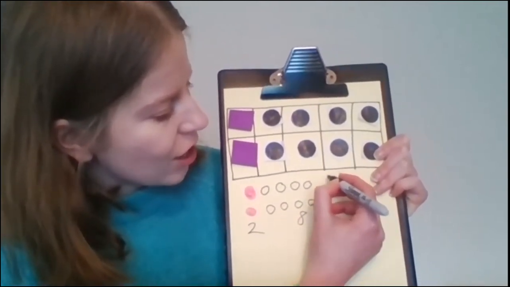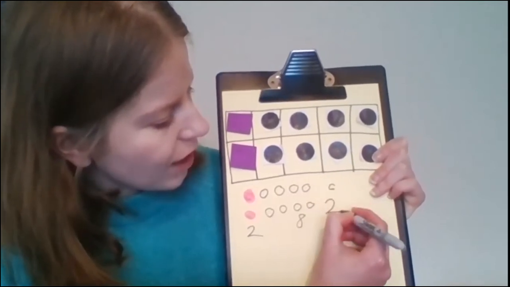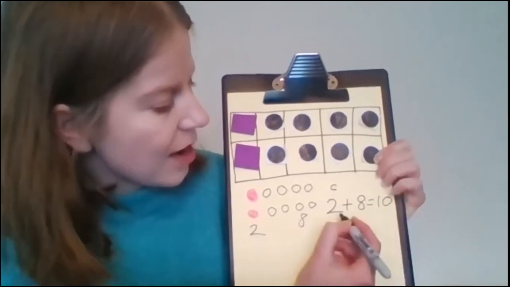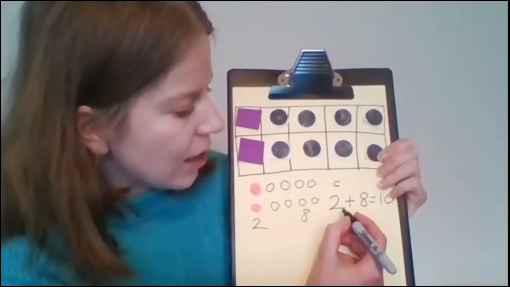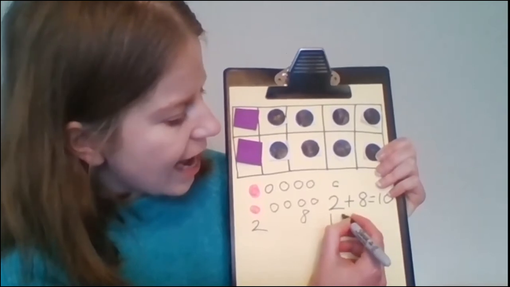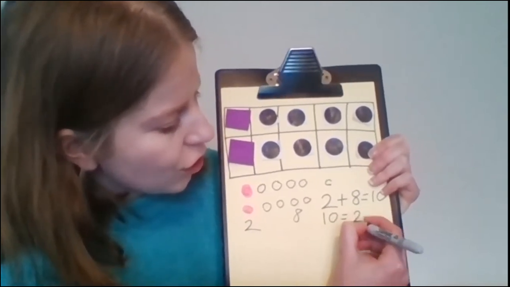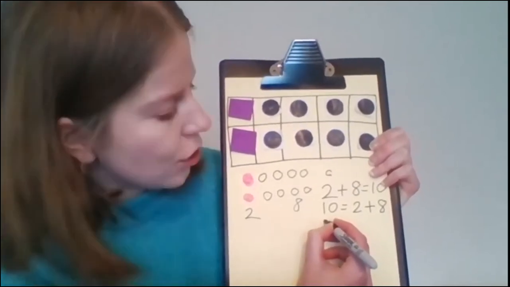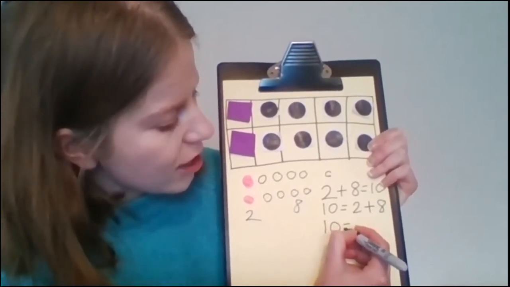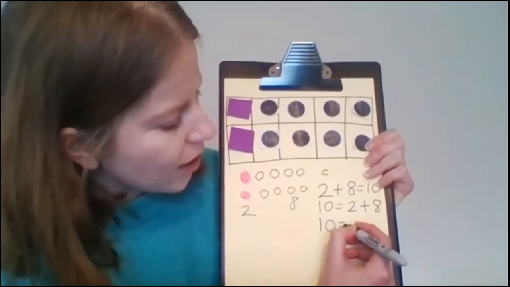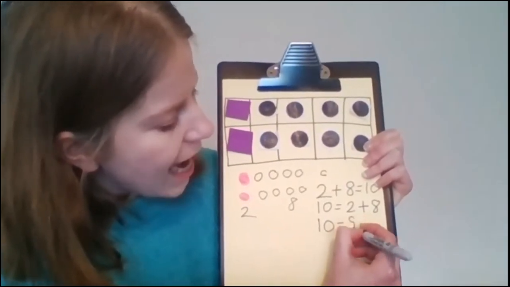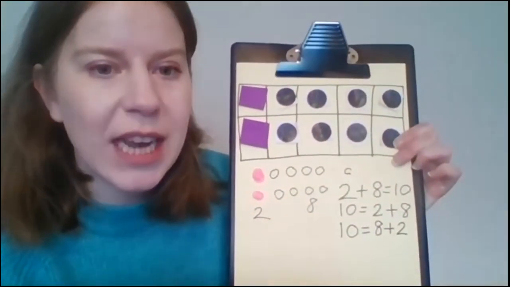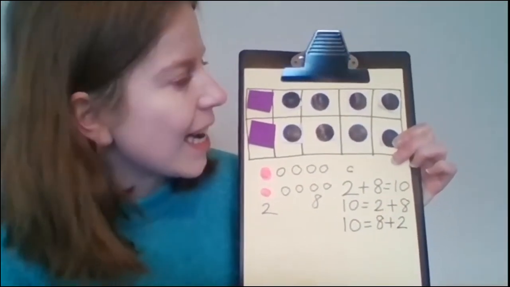So I'm going to write 2 add 8 equals 10. And we can also write that in another way. So we can write it as 10 equals 2 add 8. And you could also write it in another way. You could decide that you see the 8 first. So 10 equals 8 add 2. And that helps us with our number bonds to 10. So now we know 2 add 8 is 10.